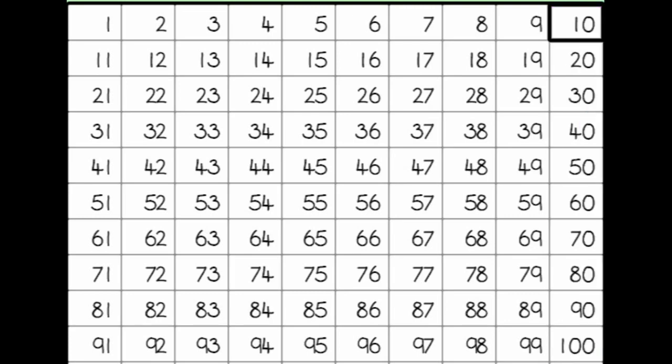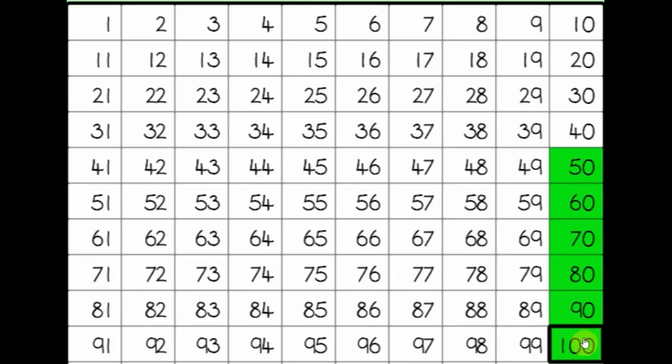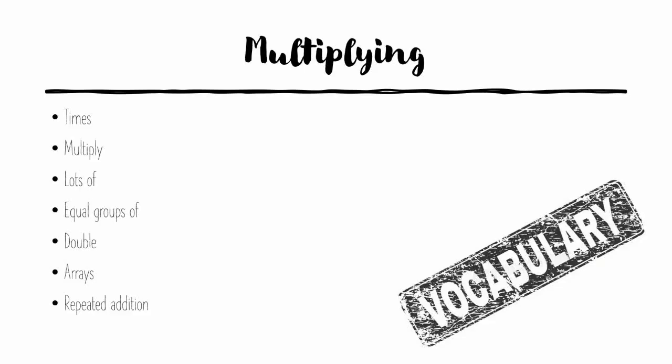I wonder if you can count on in tens from any number. What number shall I splat? I'm going to splat this one. Can you count forwards from 50? 50, 60, 70, 80, 90, 100. Can you count backwards from 100 to our number 50? 100, 90, 80. Carry on. Well done. Good count.